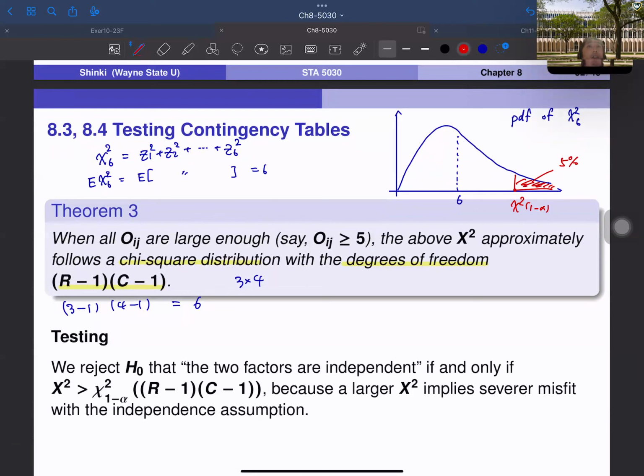I got one question from Neil. Is chi-square similar to S-square in this case of the contingency table? Chi-square is, yeah, in some sense it's similar because the distribution of both are chi-square distribution. That's true. But I think that we haven't used S-square as the test statistic yet, but here the chi-square is a test statistic.